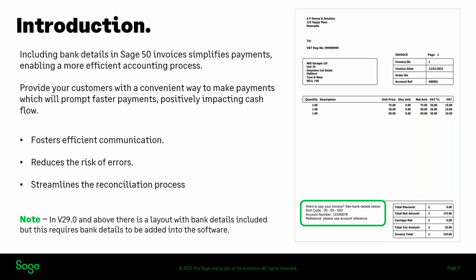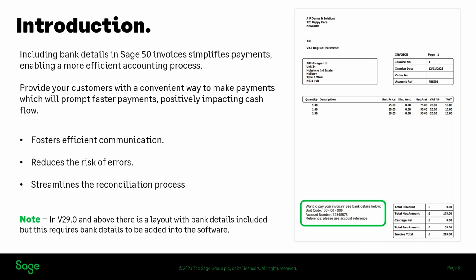Now, please note in version 29.0 and above, there is a layout with bank details included, but this does require bank details to be added into the software. And what shows on that invoice also depends on what bank account you have selected when you've created that invoice within invoices and credits. But like I said at the start of the session, it could be any sort of text. So I know I've talked a lot about adding bank details, but it could be terms and conditions, opening times, changes to the business. So what I'm going to do now is go straight into a demonstration.